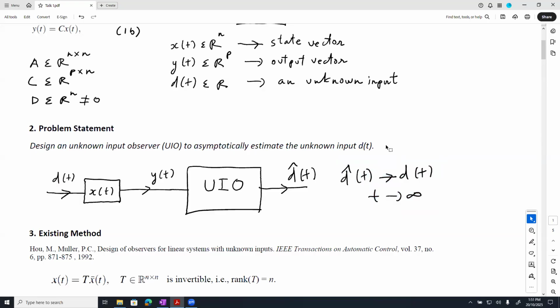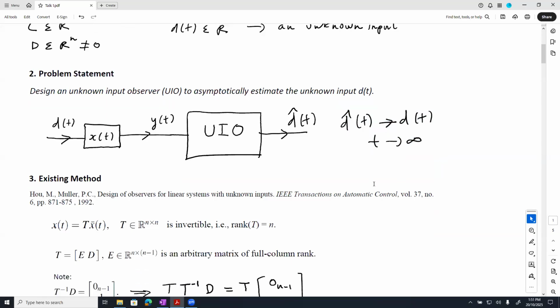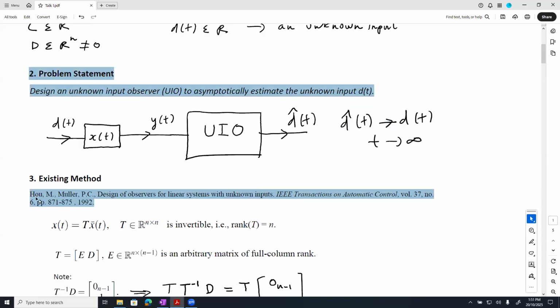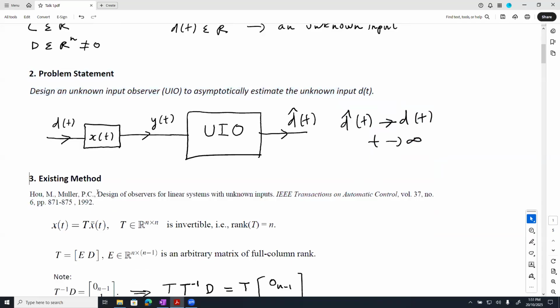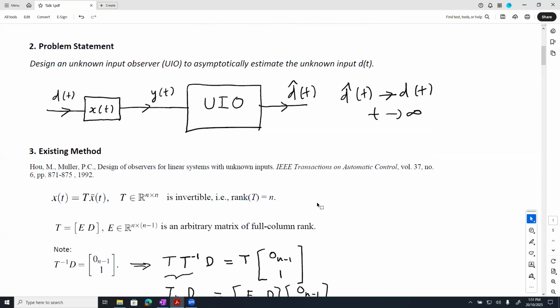Now, this is a classical problem, and in the literature there are many methods considering the estimation of unknown input. I would like to discuss a method by Hou and Muller. They propose a method to design a state observer to estimate the entire state vector of a linear system with unknown input. As a byproduct of the method, the unknown input can also be estimated.